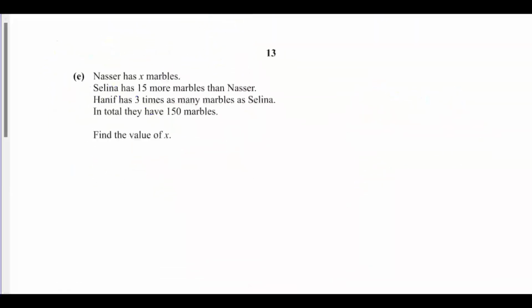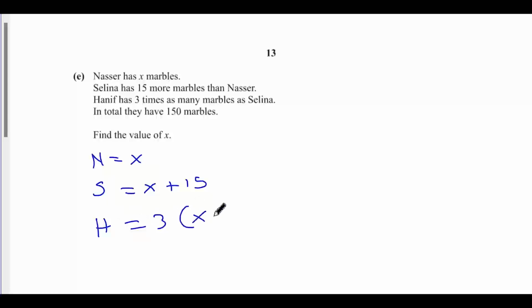So let's go to the next question. That will be part E. Nasir has x marbles. Okay, so that is Nasir equals x. Selena has 15 more marbles than Nasir. That is Selena will be x plus 15. Okay, so Hanif has 3 times as many marbles as Selena. That will be 3 into Selena's marbles.